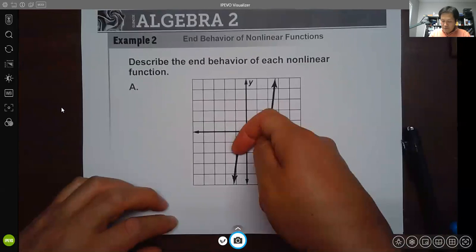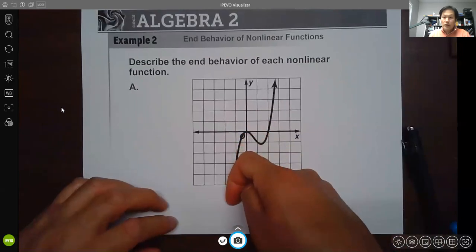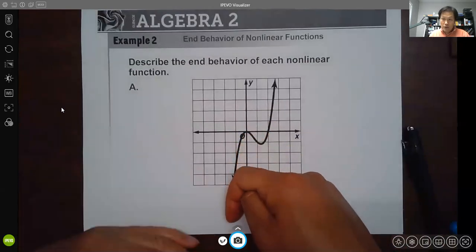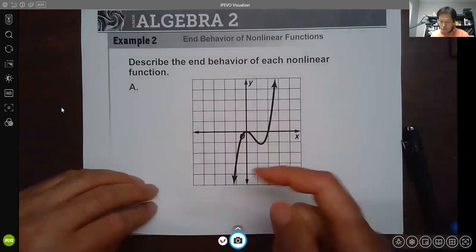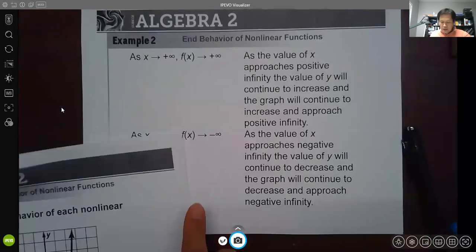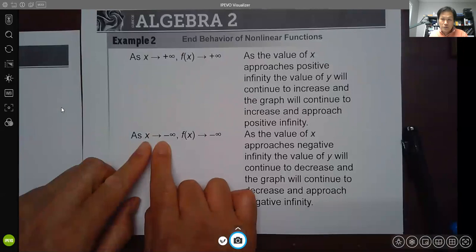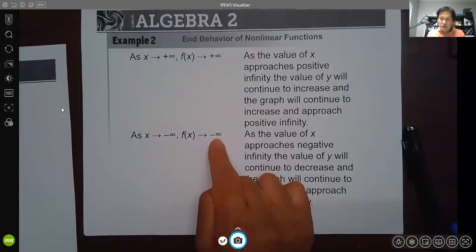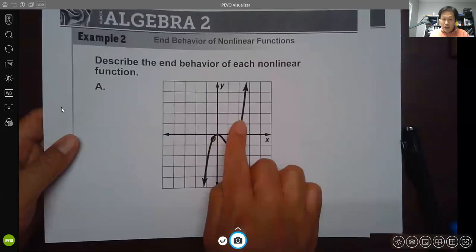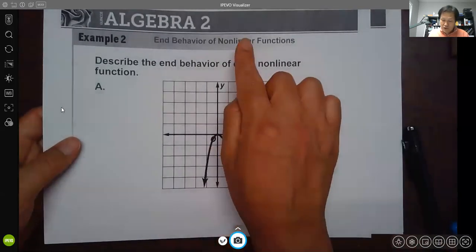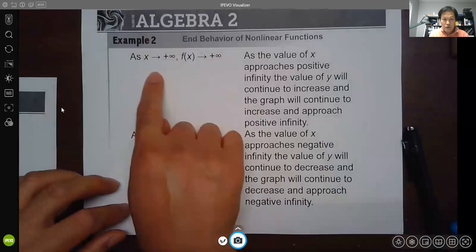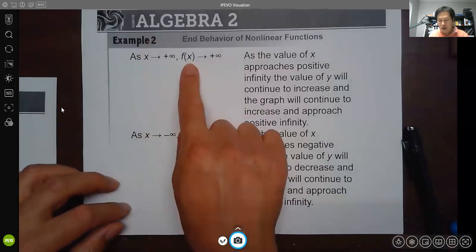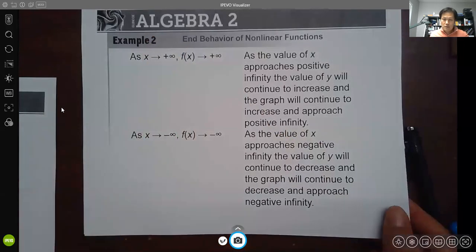Same thing for the next one. As you go to the left, what happens to the y? Going down. Do you remember how to say that? As x approaches minus infinity, y goes down. Going down is minus infinity. As you go to the right, what happens to the y? Y goes up, to positive infinity. That's how you answer.